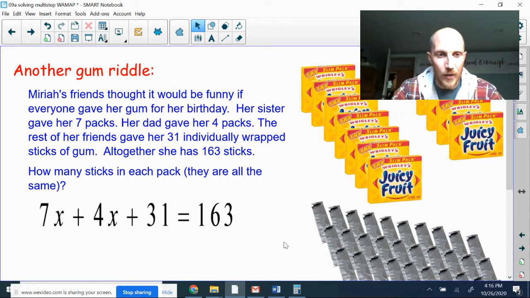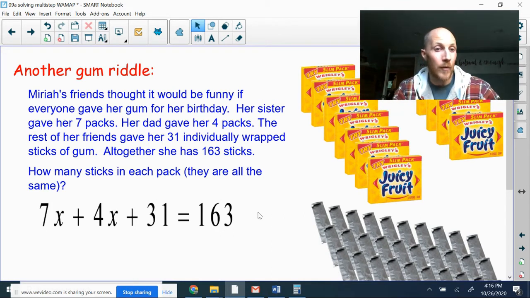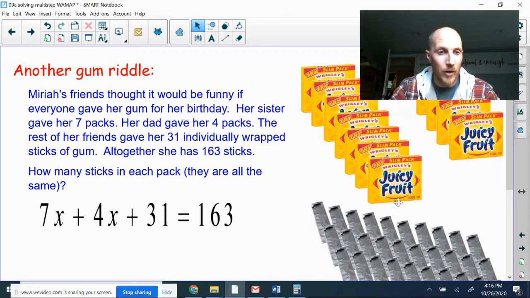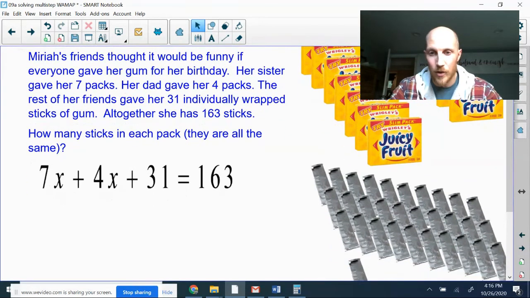It was not an equation at that time, but Mariah's friends thought it'd be funny if everyone gave her gum for her birthday. Her sister gave her 7 packs right here. Her dad gave her 4 packs right there. And all together, the rest of her friends gave her 31 pieces of gum. Okay, in total, between all the packs and the sticks, she's got 163 pieces of gum all together there. So we're finding out how many sticks in each pack.